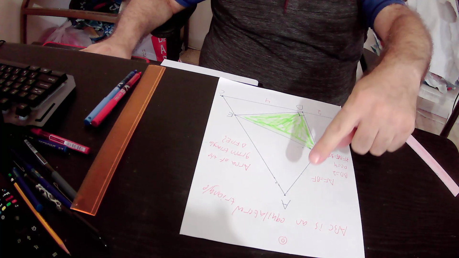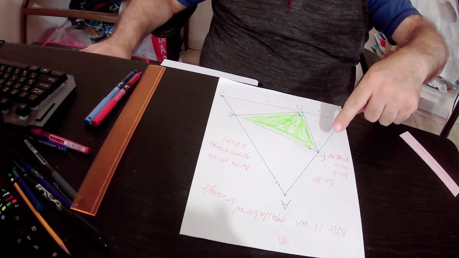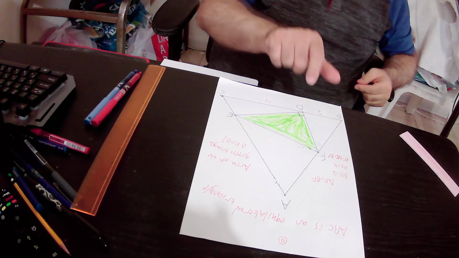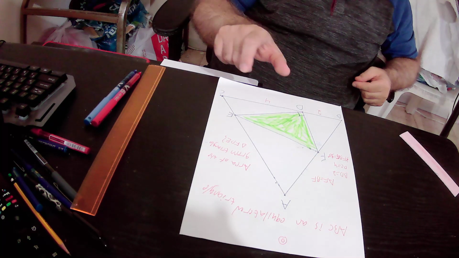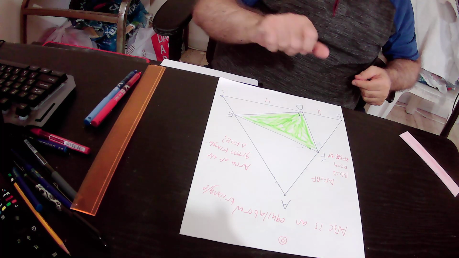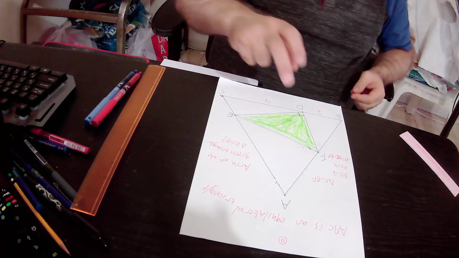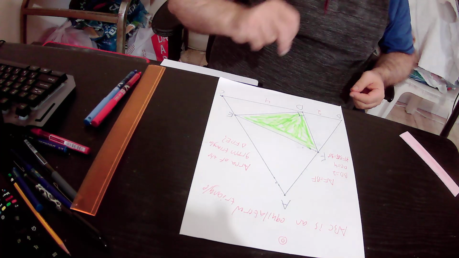And we also know that AF equals BF, BD equals 2 units, and DC equals 4 units. And we want to find out the area of the green triangle.